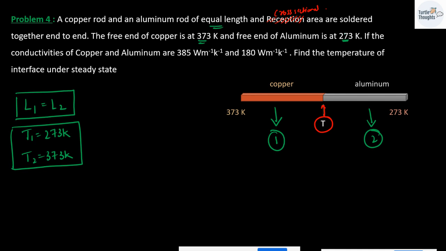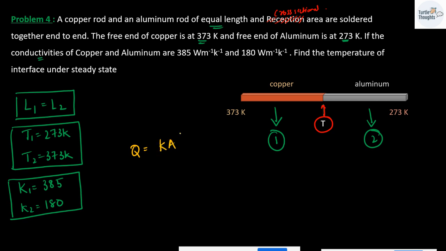Next, I can write the values of conductivities. Copper, it is taken as 1. Conductivity is K. I can write K1 as 385 and K2 as 180. I have got the values of K1 and K2 as well. Now, let me write the value of Q. What is the formula for Q? Q can be written as KA multiplied by T1 minus T2, right? Multiplied by t divided by L.